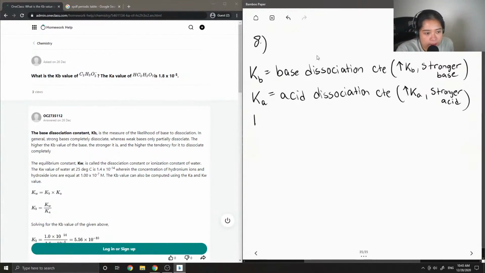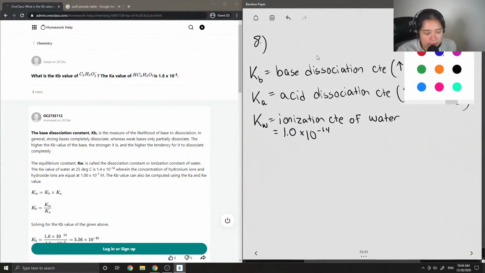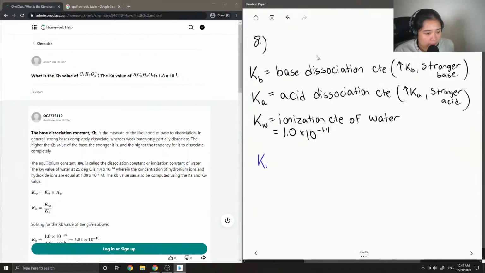And then let's also recall what Kw is, which is the ionization constant of water, and its value is known. Kw is equal to 1.0 times 10 to the negative 14. And there is also a helpful formula that Kw is equal to the base dissociation constant times the acid dissociation constant.